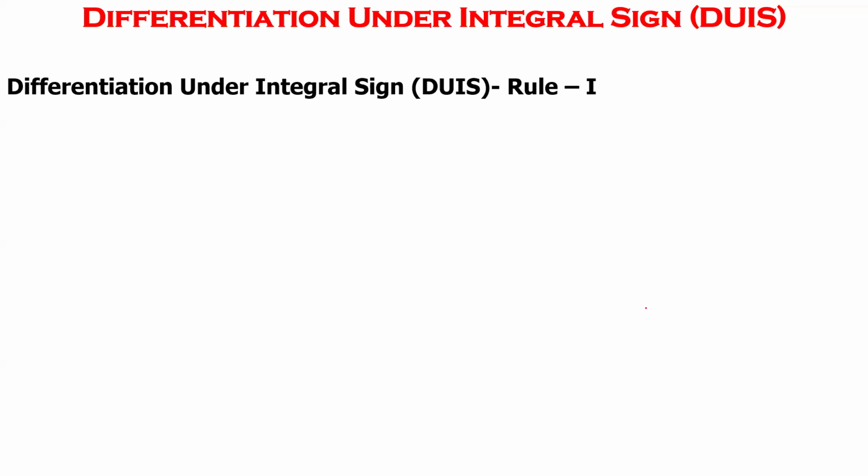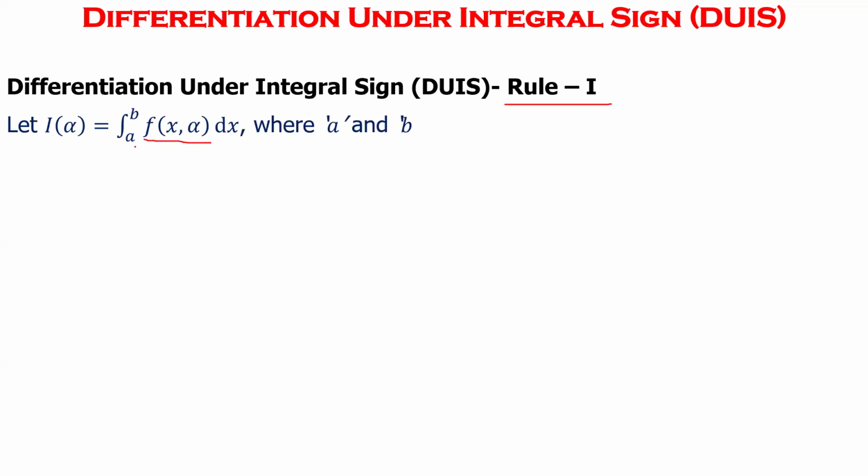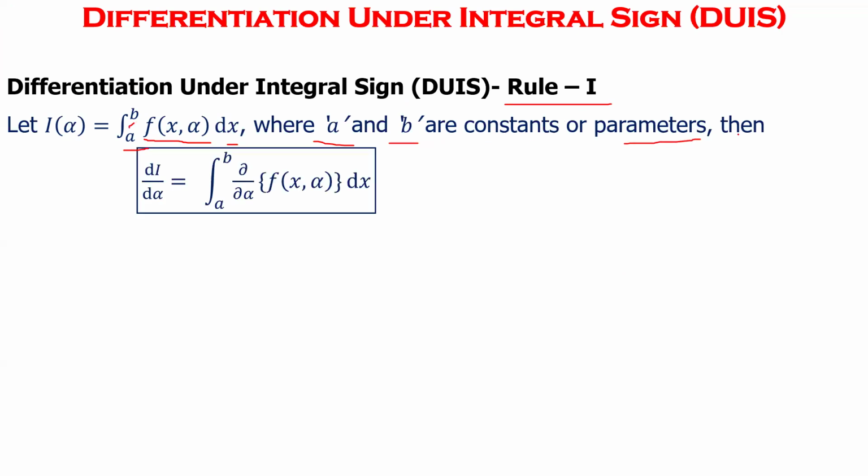Differentiation under integral sign, DUIS rule number one. Let I of alpha be equal to the integration of f of x, alpha under the limit a to b with respect to x, where a and b are constants and alpha is a parameter. Then the derivative of I with respect to alpha is given by the integration under the limit a to b of the derivative of f of x, alpha with respect to alpha, and the whole integration with respect to x.